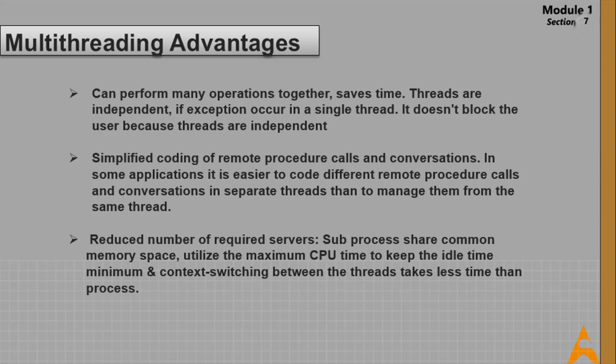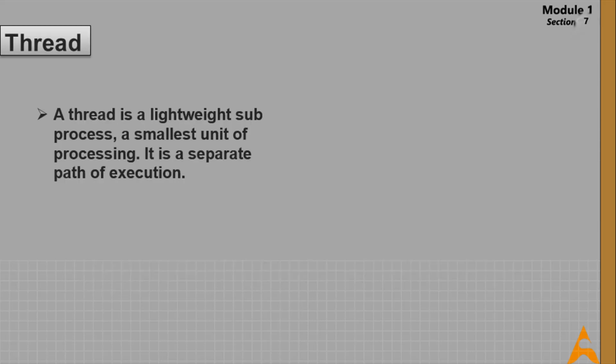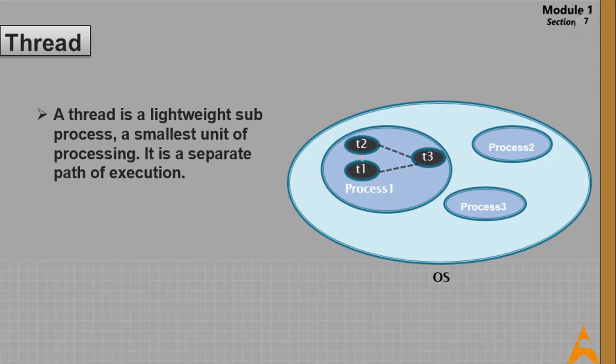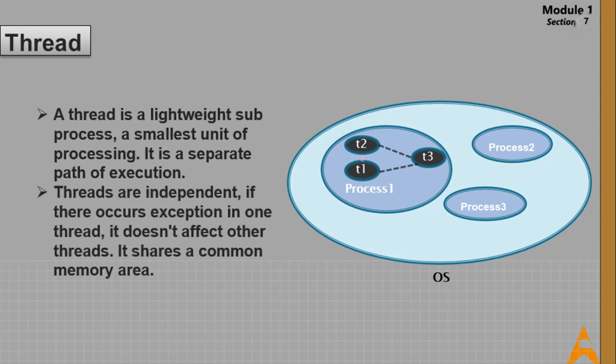Now let's talk about thread. A thread is a lightweight sub-process, the smallest unit of processing. It is a separate path of execution. Threads are independent. If an exception occurs in one thread, it doesn't affect other threads. It shares a common memory area. As shown in the figure, a thread is executed inside the process. There is context switching between the threads. There can be multiple processes inside the OS, and one process can have multiple threads.